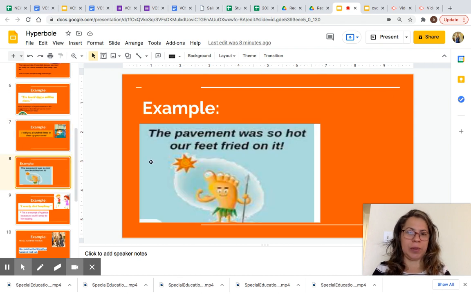Let's look at another example. The pavement was so hot, our feet fried on it. So you can see here the image of the foot frying on the pavement. It just means that it was extremely hot outside.